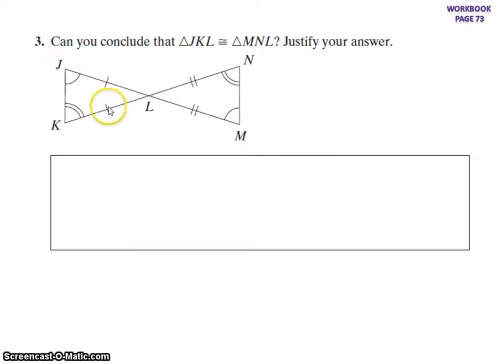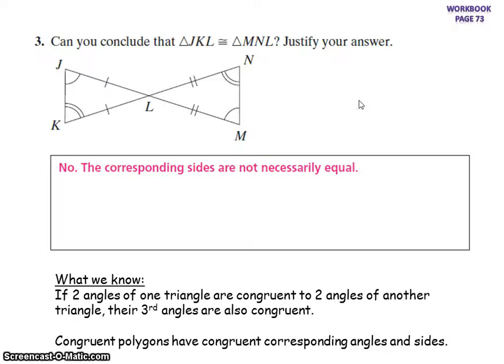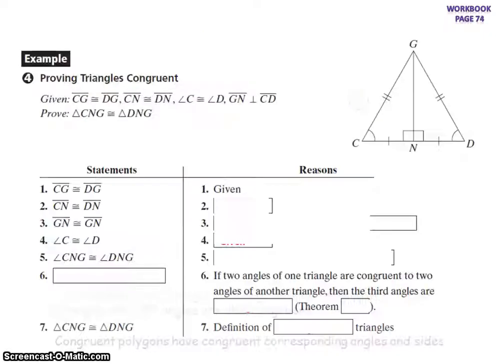I would need KL to be congruent to either LN or LM in order for us to be able to prove that it is. Now, even though it looks like it's congruent, we can't conclude that it's congruent because the markings don't tell us that it is. So therefore, we've got to say that no, the corresponding sides are not necessarily equal.